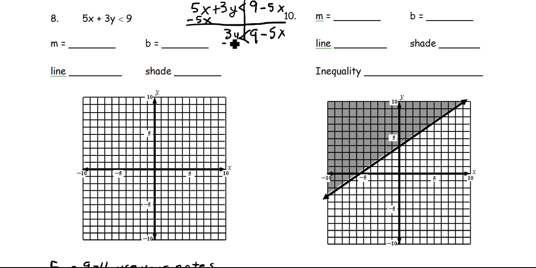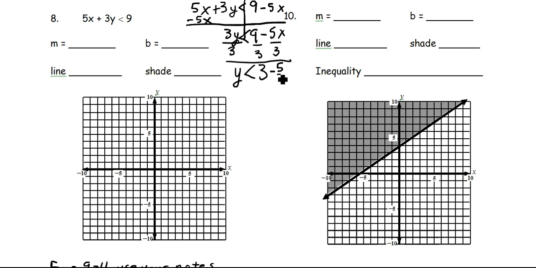Now notice, it's positive, so we're not changing the sign. We're leaving the sign just like it is. So y is less than, 9 divided by 3 is 3. Negative 5 divided by 3 does not come out evenly. It doesn't reduce, so I'm just going to leave it as negative 5 over 3x.